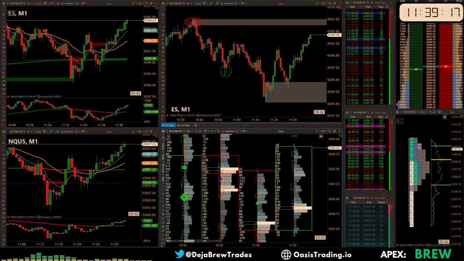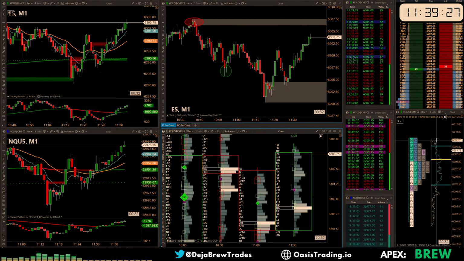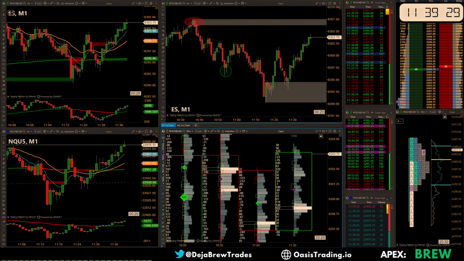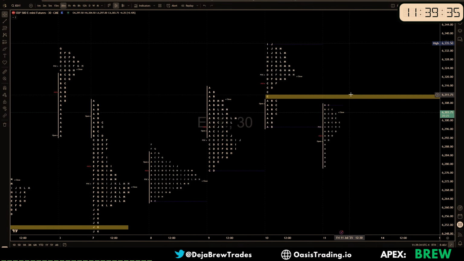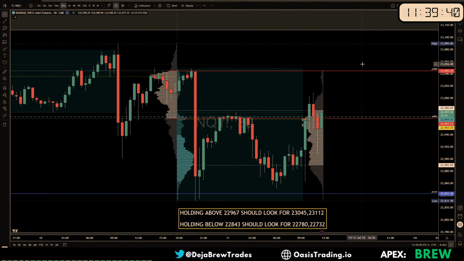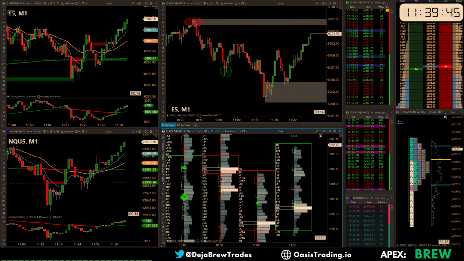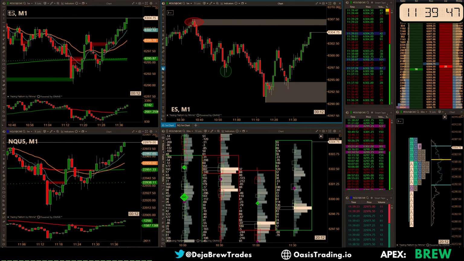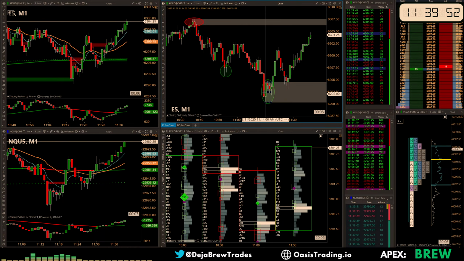So levels to keep an eye on to the upside. We have the poor high, we have the single prints, and we have the value retrace. So poor high would be around 10. Value retrace would be around 45. And single prints would be around 14 on ES. So this was more of a NASDAQ trade, but I'll mark it out on ES. That was the Bulldog.